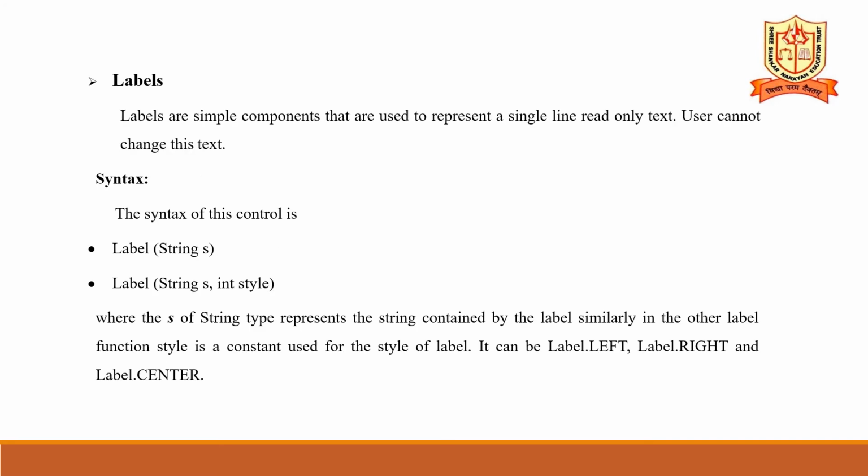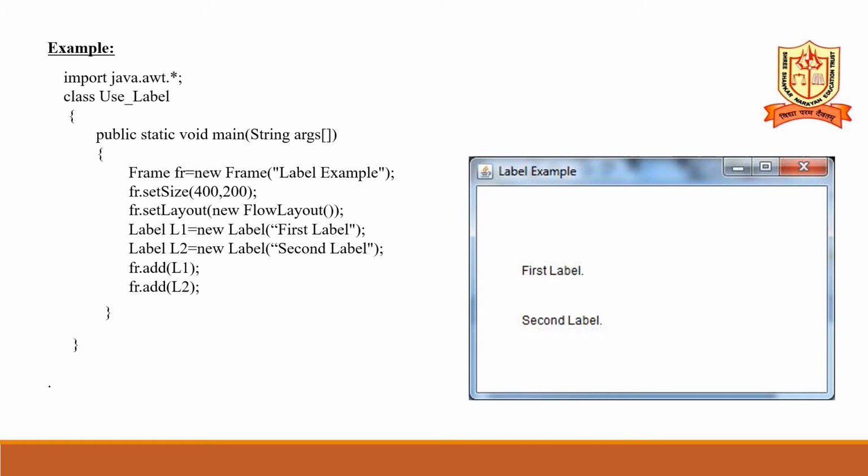Read only text, the user cannot change the text. Labels are passive components. In the next third chapter we will study what active and passive components are. Here we only see how to create the labels and how to add these labels in either a frame or an applet. The syntax of the control is Label followed by the label name, that is a String s, which you have to pass. The second constructor is Label(String s, int style). The style is a constant; you can place the label with Label.LEFT, RIGHT and CENTER, and these are the constants used for the style of the label. I think you must be clear. So in the next slide we will see an example of how to create the label.